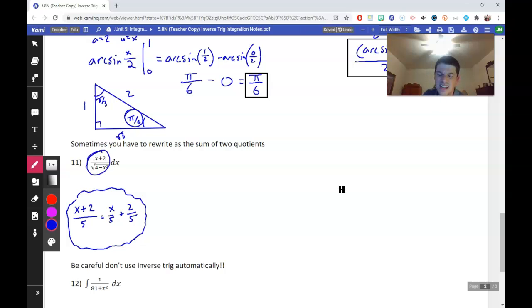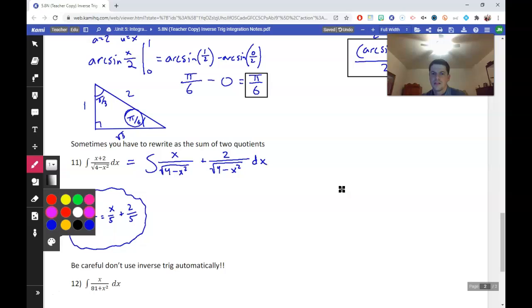Well, here, this doesn't match any of the things we've got. But we see the square root of 4 minus x squared, and that's like, oh, we could almost get that to arc sine. So what we're going to do, I'm just going to break apart the fraction just like this, okay? So we have x over the square root of 4 minus x squared plus 2 over the square root of 4 minus x squared dx. You're like, okay, Mr. Newman, how'd that help? Well, now this one actually is, and let me write this. This one you're actually going to use arc sine on, okay?